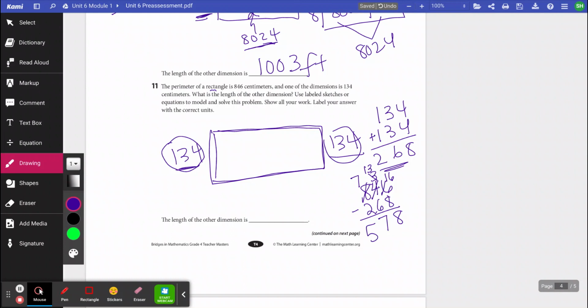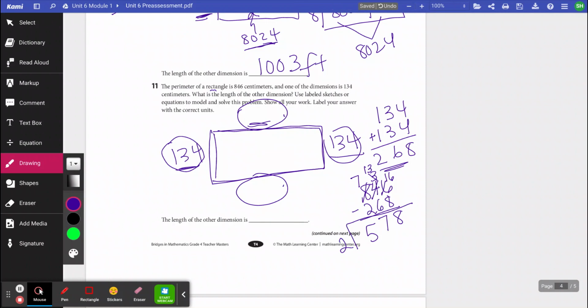And that 578 is this side plus this side together. I need to figure out just what one of them is, though. So I have to divide it by 2 because of these two sides. I have to take it down to one side. So 578 divided by 2.